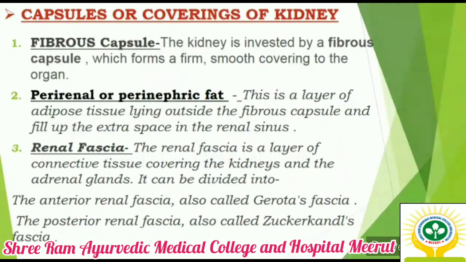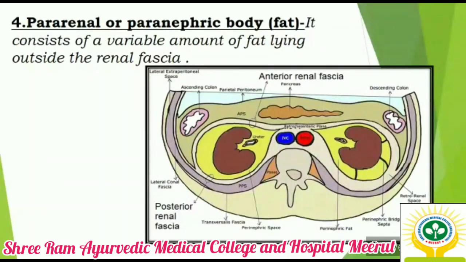The renal fascia is a layer of connective tissue covering the kidneys and the adrenal glands. It can be divided into the anterior renal fascia called Gerota's fascia, and the posterior renal fascia called Zuckerkandl's fascia. Renal or paranephric body, that is fat. It consists of a variable amount of fat lying outside the renal fascia.